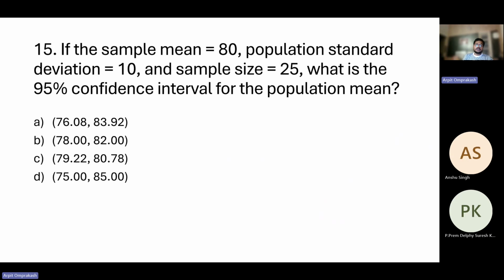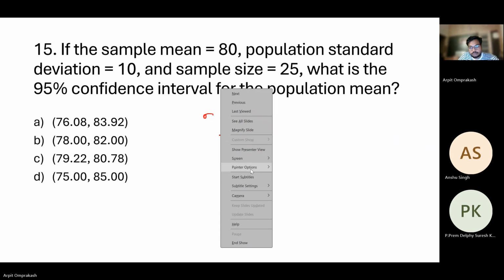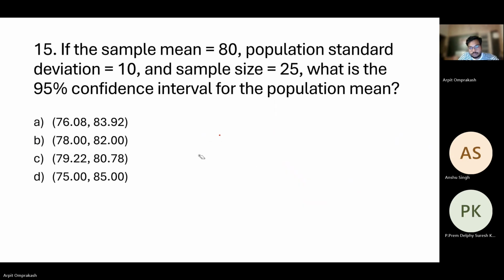If the sample mean is 80 and the population standard deviation sigma is equal to 10, and the sample size n is equal to 25, what is the 95% confidence interval for the population mean? So the 95% CI is what we are asked.